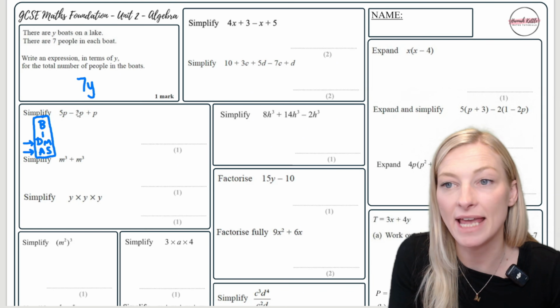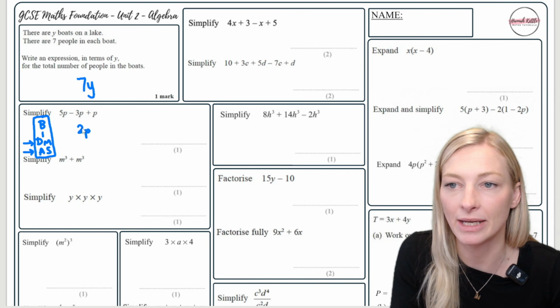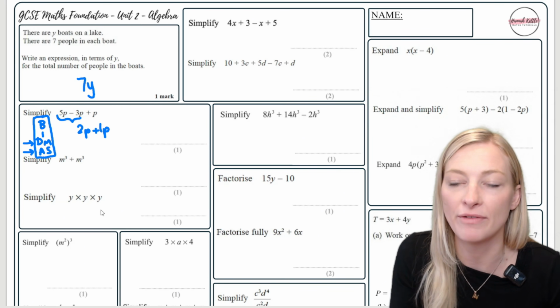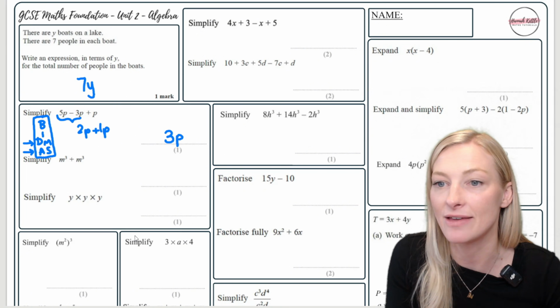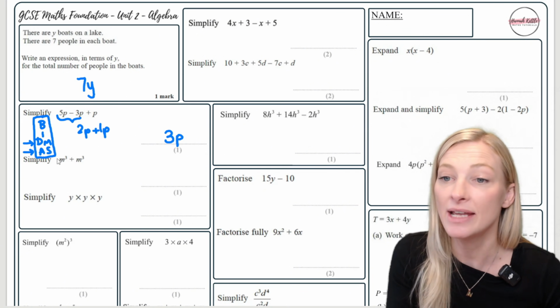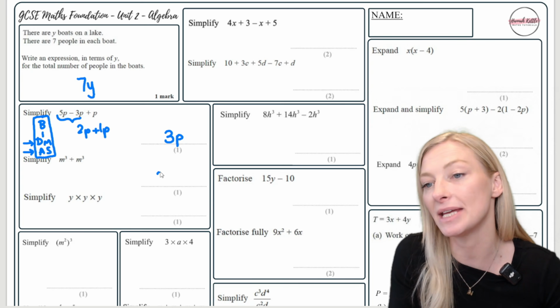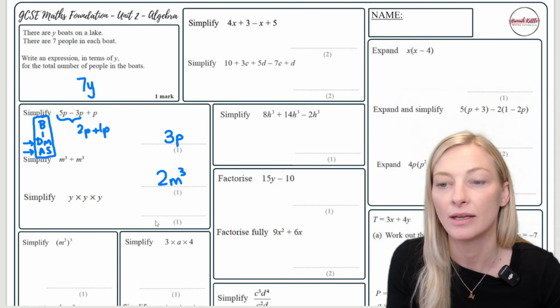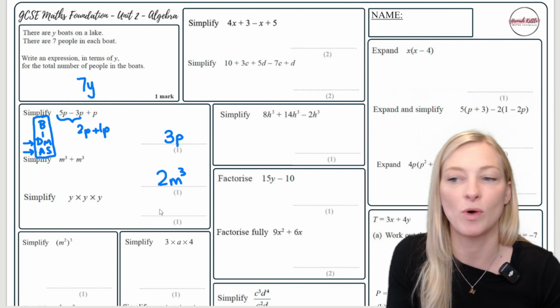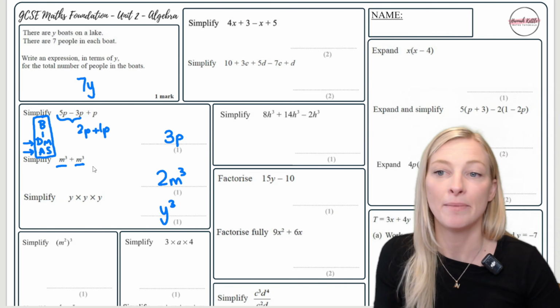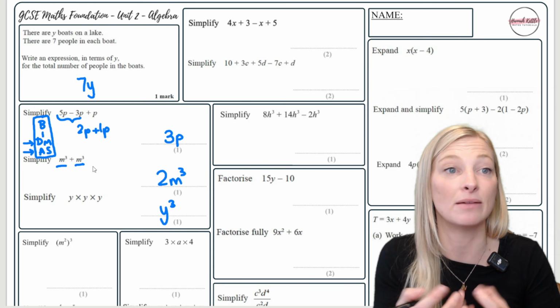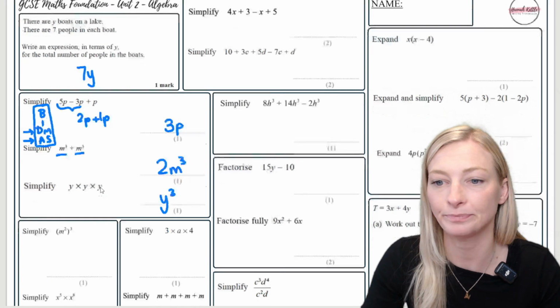So 5p take away 3p is 2p. That's that bit. And then we're adding on 1 more p, and you can put a 1 in front if you find it helpful. 2p add 1p is 3p for that one there. For the next one, m cubed add m cubed is 2m cubed. And y times y times y is y cubed. Notice the power didn't change here because they were the same. I was just collecting them up and saying I've got 2 of them.